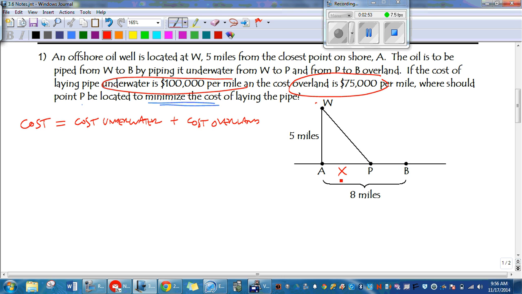Well, if this is X, and this distance from A to B is 8, what's the distance from P to B? 8 minus X, right? Good old geometry coming back. If they both add up to 8, and this is X, this has to be 8 minus X. So 8 minus X is our distance over land. This right here is going to be our distance underwater, but we need to write that using a variable.